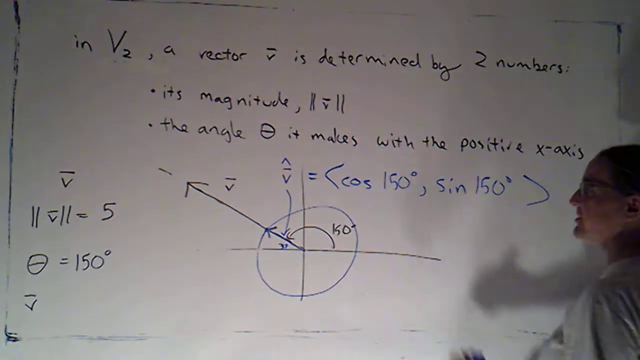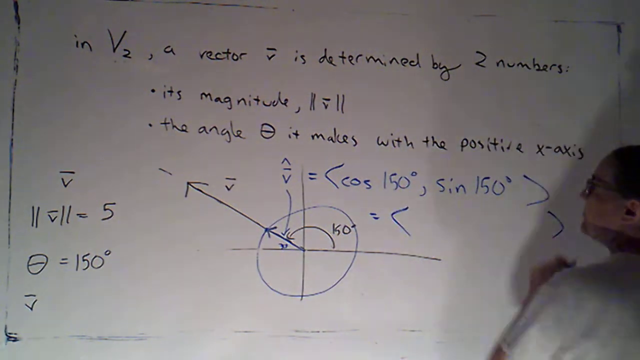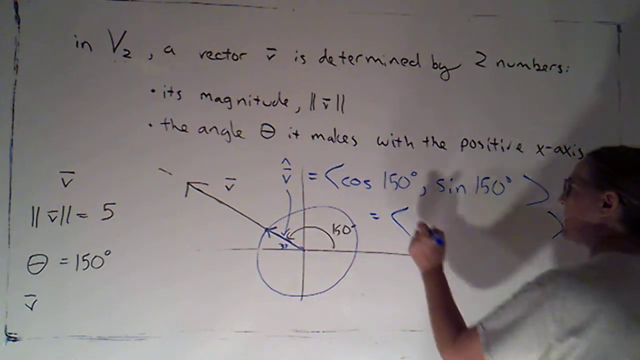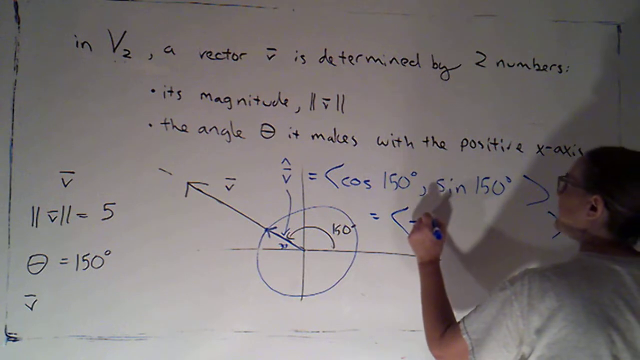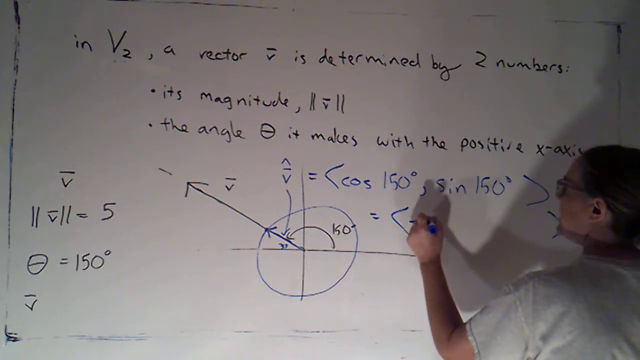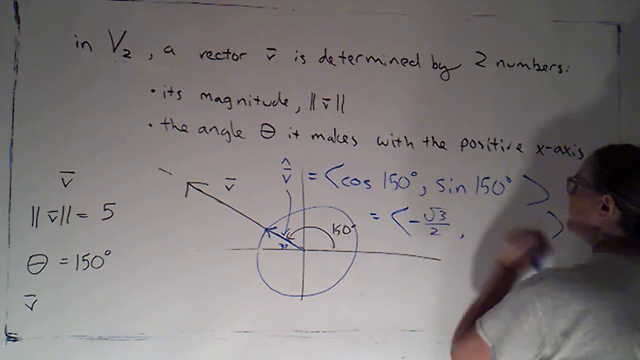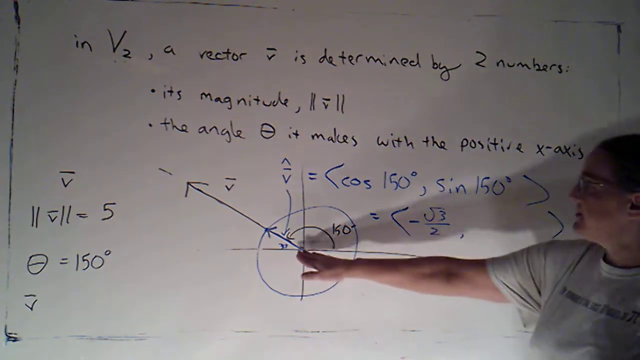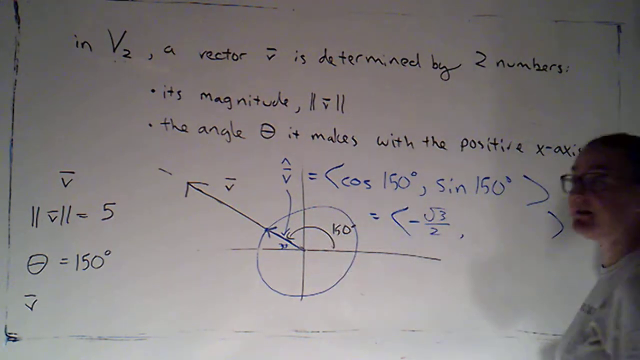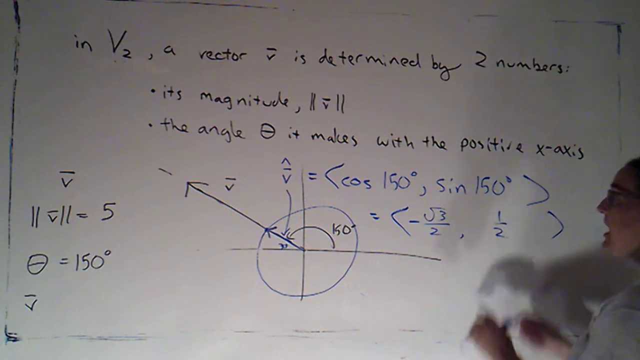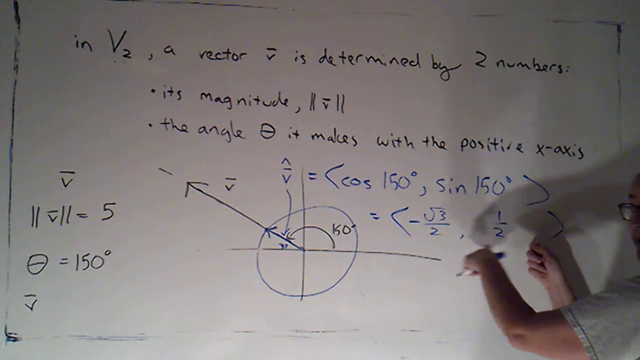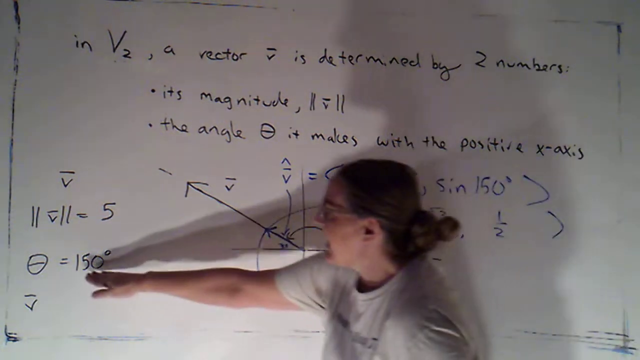Now I can calculate that further. The reference angle here is 30. We're in quadrant 2, so cosine is going to be negative, and I'm going to attach cosine of 30 degrees, which would be root 3 over 2. In quadrant 2, sine is positive, and I'm going to attach sine of 30 degrees, so that would be 1/2. So that's the unit vector that has this direction.